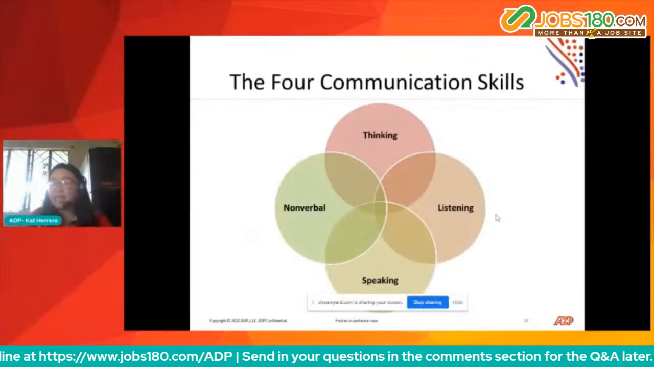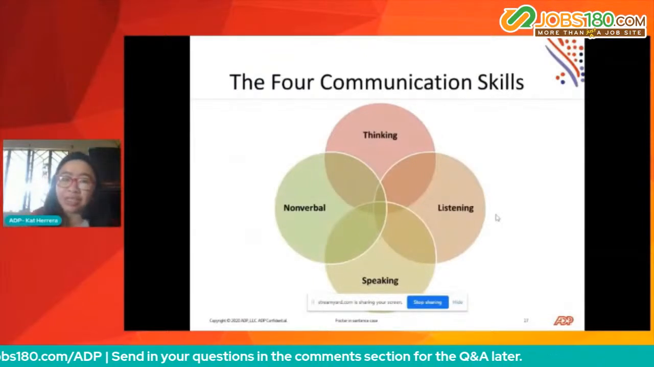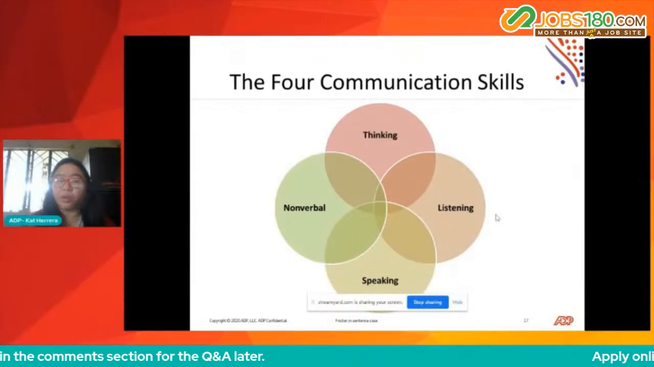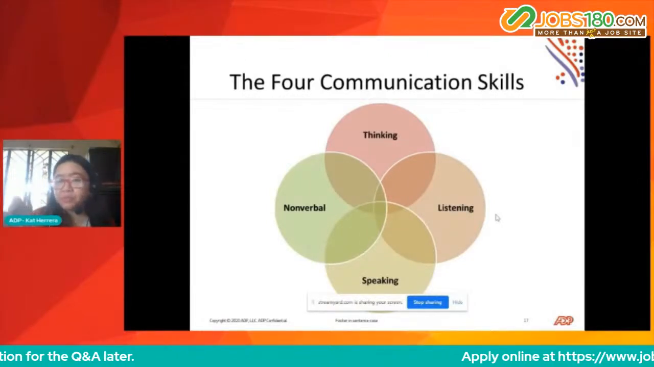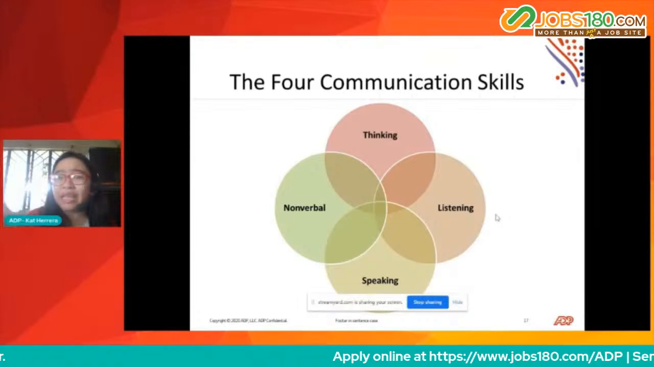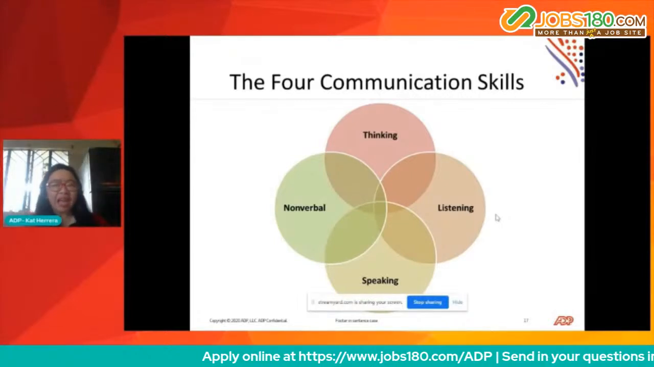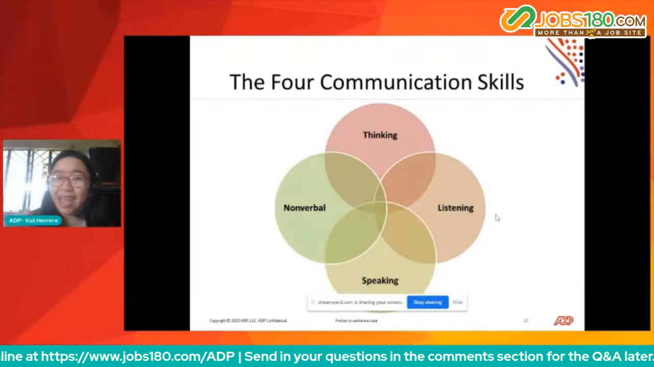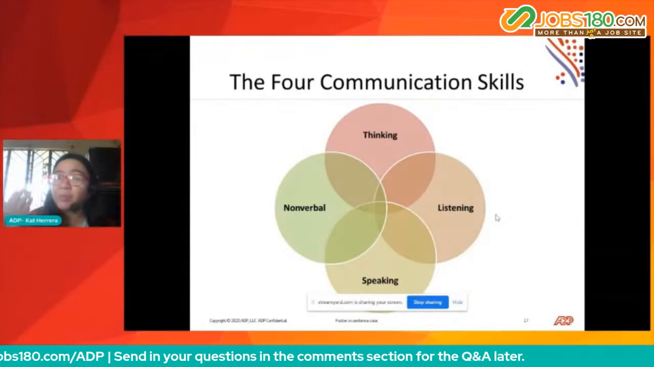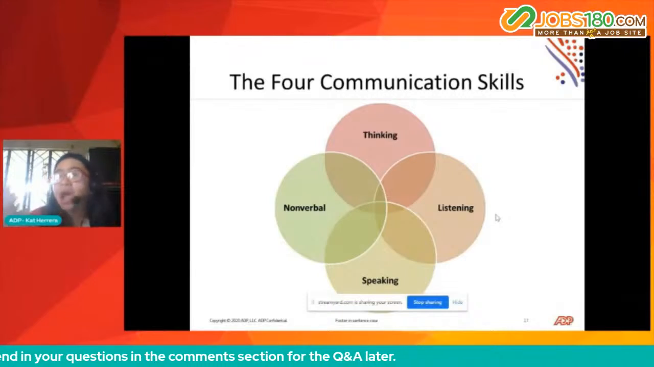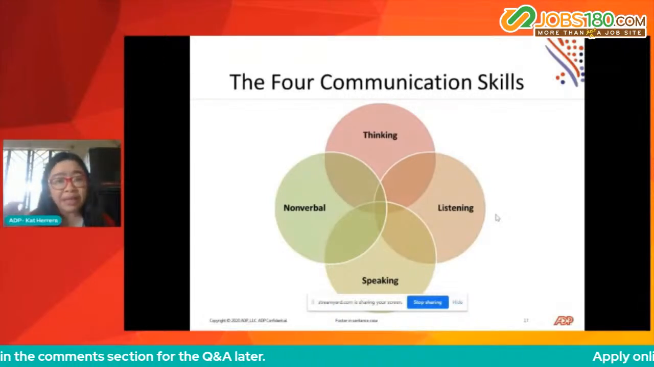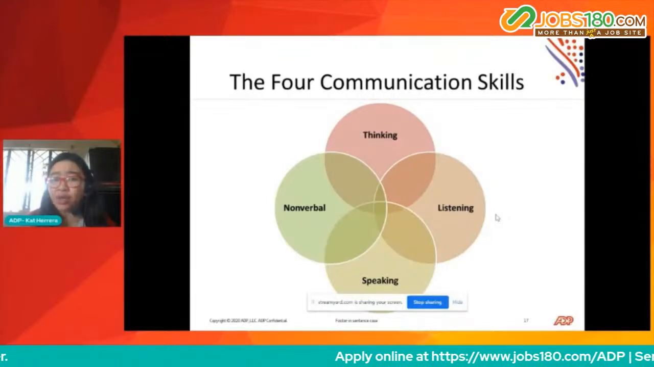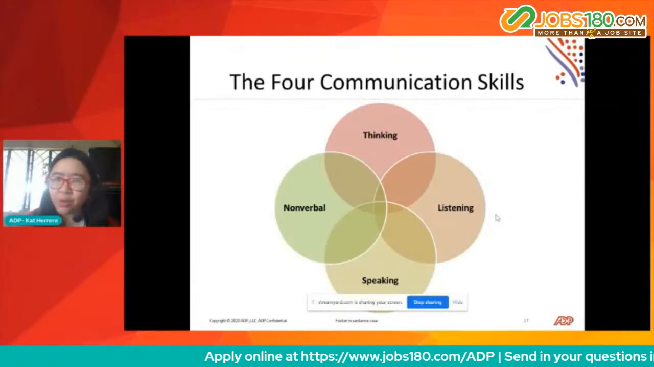I'm sure that you've seen the 4 communication skills already in your time at school. You have your thinking, listening, speaking, and the nonverbal. One is equally as important as the other. You can't say, oh, I'm going to focus on my thinking skills for now. No, all of those should work hand in hand. You have to apply critical thinking, and then you have to know how to put that in words. But then you also have to listen attentively to make sure that you didn't forget anything, or to make sure that you understood what the question was.